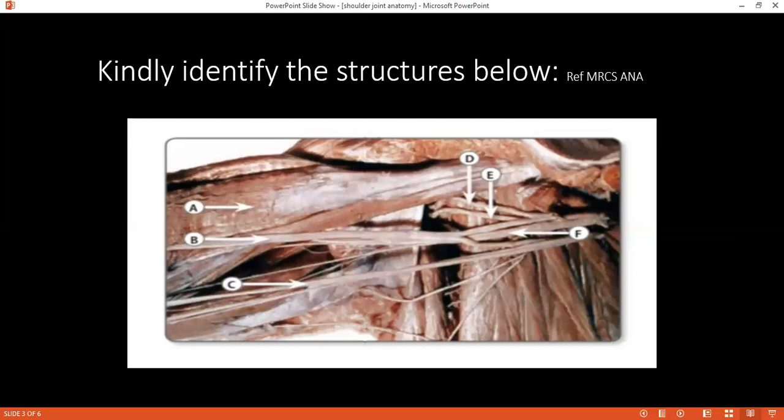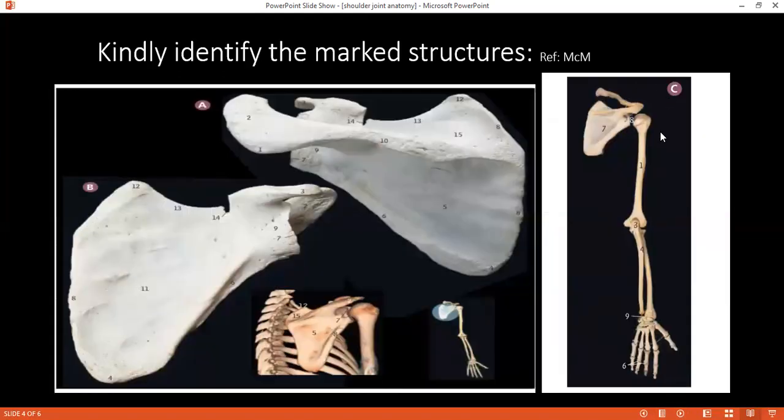If you can please kindly identify number C. C, it's the ulnar nerve. Yes, very good. And F, please. F, it will be the radial. Medial root of median nerve. All right. Okay. What are you looking at here in picture C? I'm looking at the shoulder joint from behind.